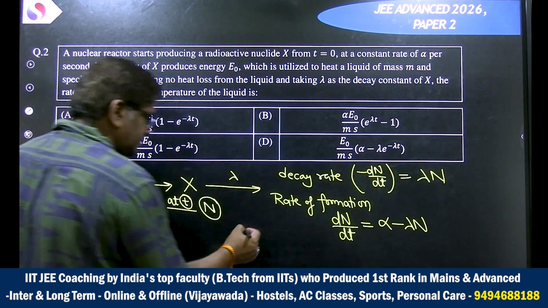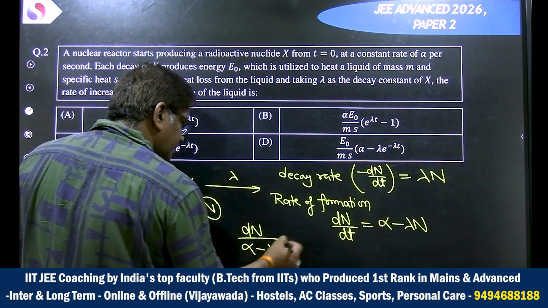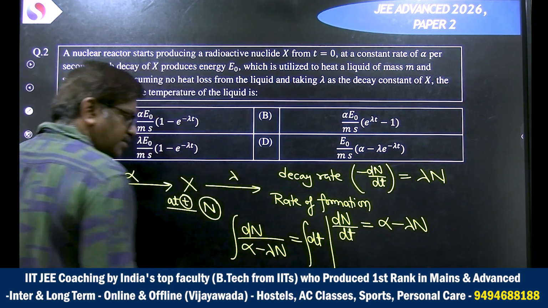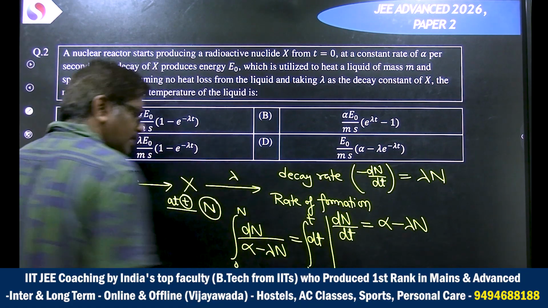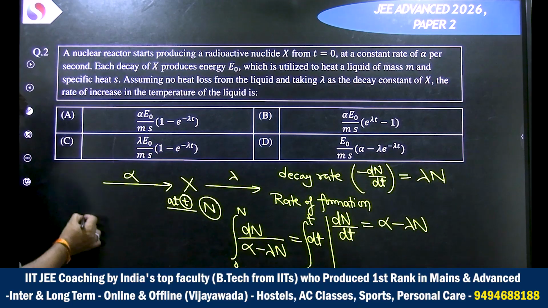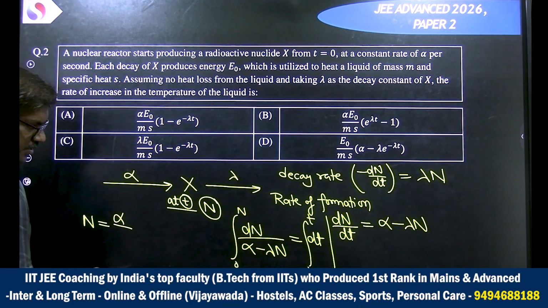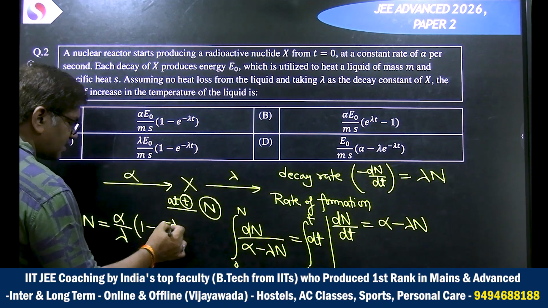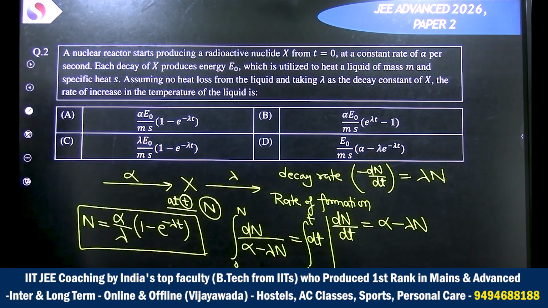Now we can solve this. So it is dn upon alpha minus lambda n, that is equals to dt. Integrate from both the sides, put the limit from 0 to n and 0 to t time. And solving this, what is n you are getting? You are getting n is equals to alpha by lambda into 1 minus e to the power minus lambda t. Simple integration. Okay, you can follow, and this is the value of n.